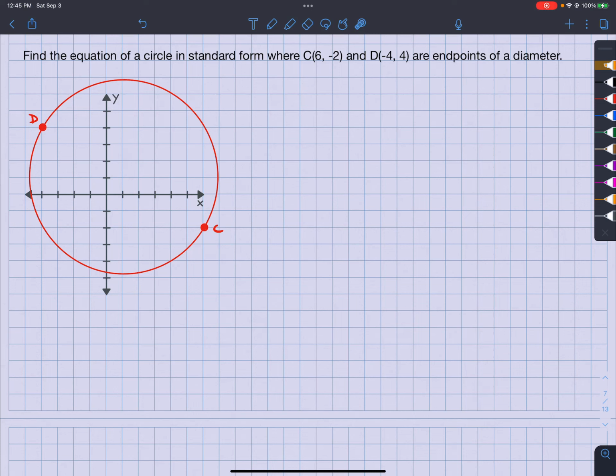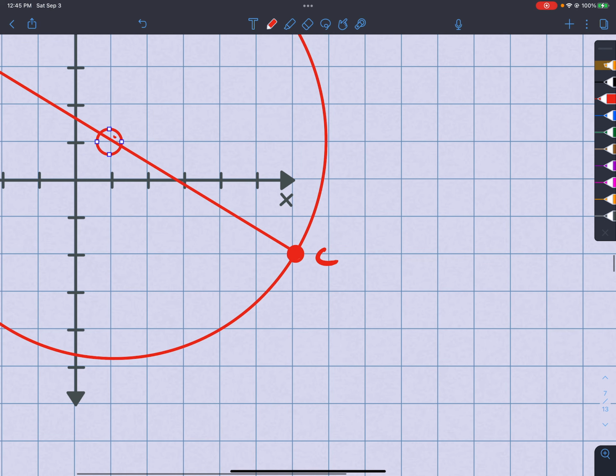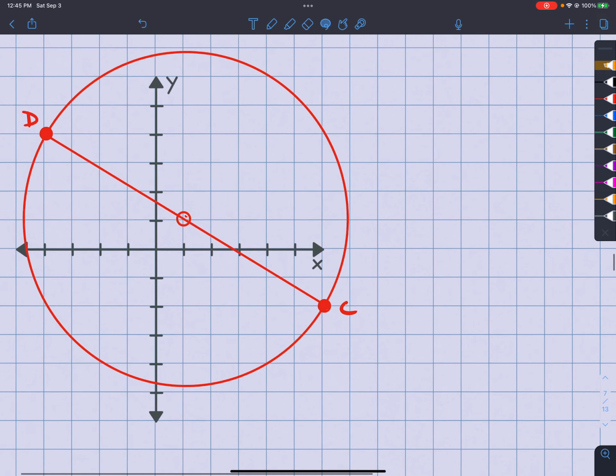So here it says, find the equation of the circle in standard form where C and D are endpoints of a diameter. So I plotted those 2 points, and what I know is that these two are endpoints of the diameter, meaning the line actually goes through the center. So the center must be somewhere here, right? So the question is, what is that center? So let's take a look. There we go. So it should be probably somewhere there, right?